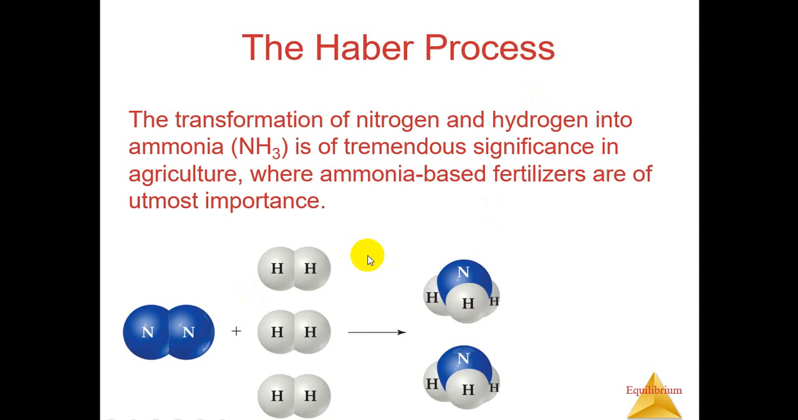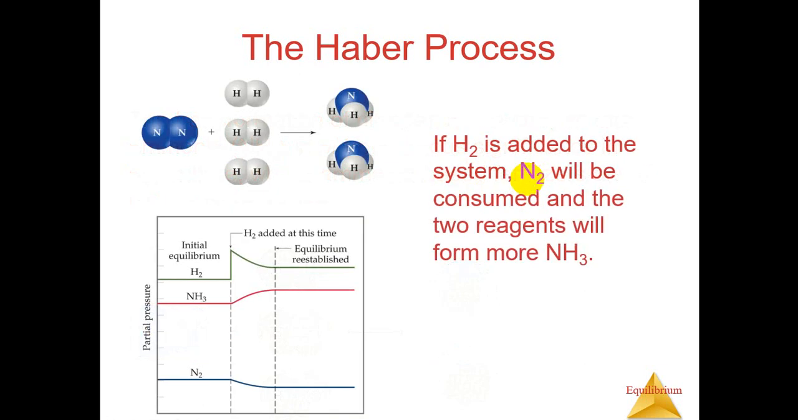Let's talk briefly about the Haber process. The transformation of nitrogen and hydrogen into ammonia is of tremendous significance in agriculture, where ammonia-based fertilizers are of utmost importance. So producing ammonia from 1 molecule of nitrogen and 3 molecules of hydrogen gas will produce 2 molecules of ammonia, which is used in fertilizers. The Haber process.